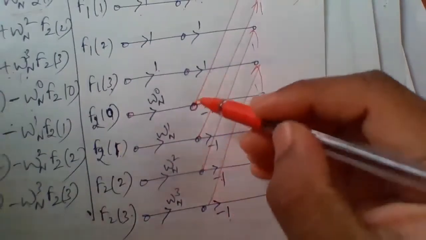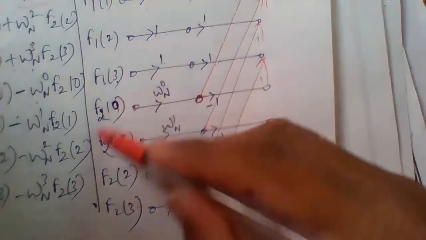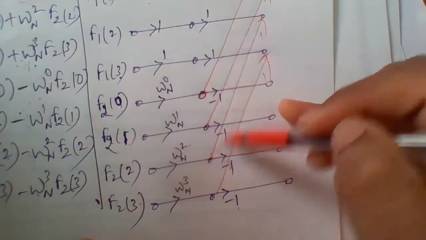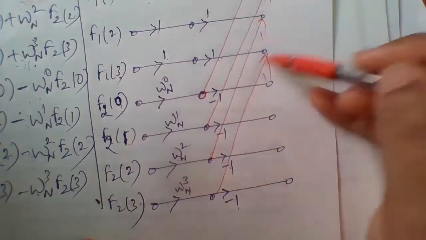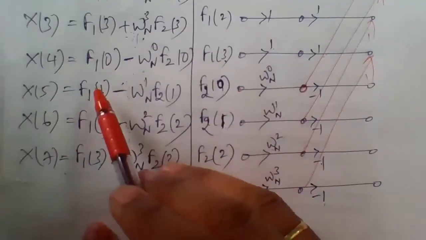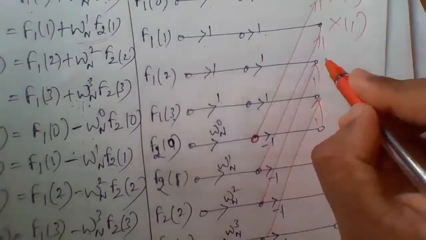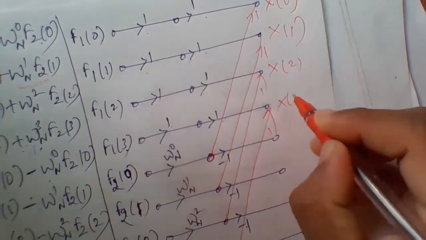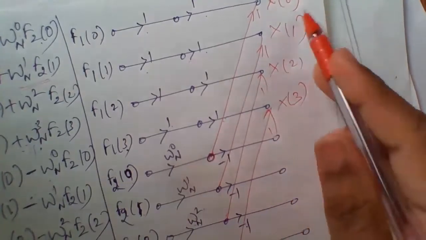You can see that 4 lines, from the F2 section, are being connected to the F1 section, because the equation says that only. Similarly, now coming to the next 4 values. So here what I have to write? X of 0, 1, x of 2, x of 3, serially. 0, 1, 2, 3.